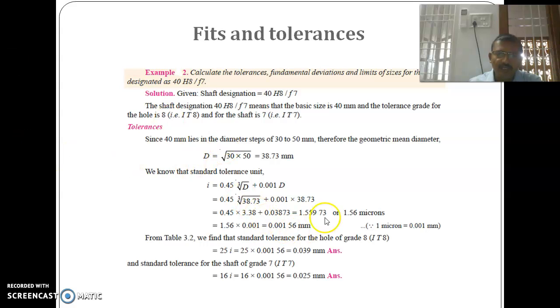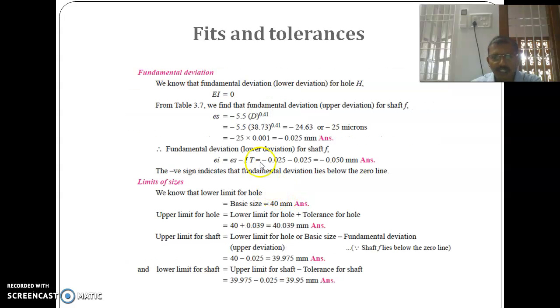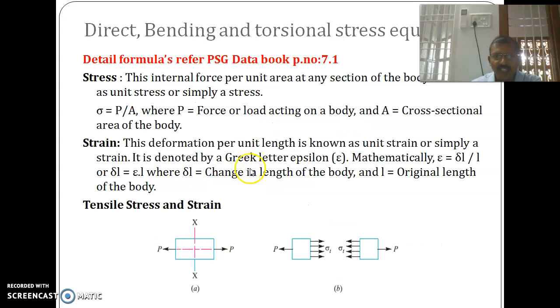A formula is used to calculate the tolerance values for the shaft for this dimension. But in actual practice, by using the PSG design data book, you can find the values of H8 and F7 from the data book, and you can find the whole system for the shaft as well as for the hole. You can find the dimensions by means of the data book. This type of formulas are not essential.